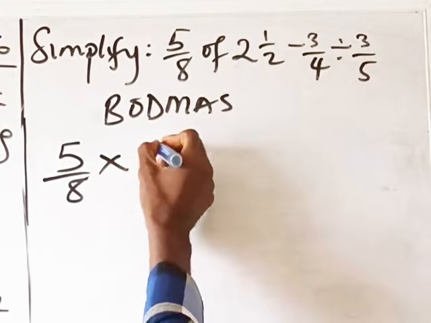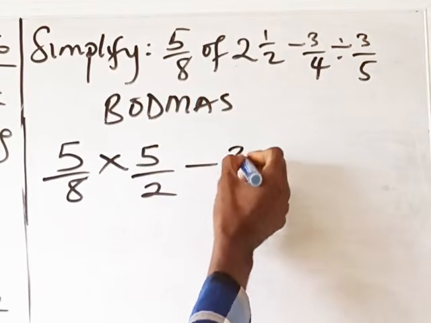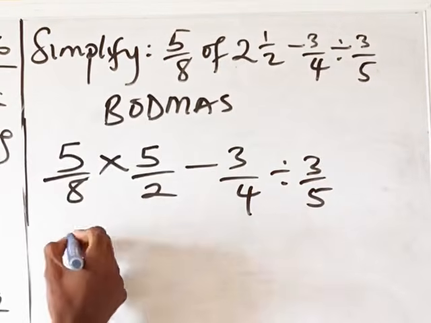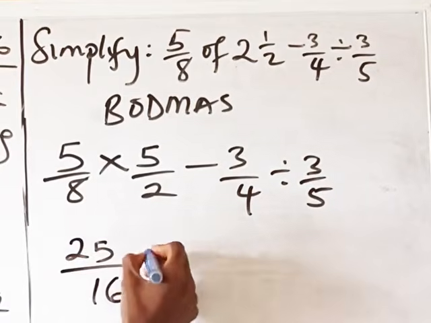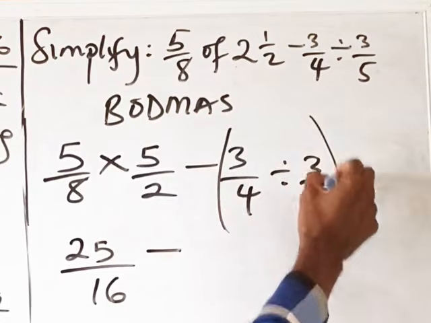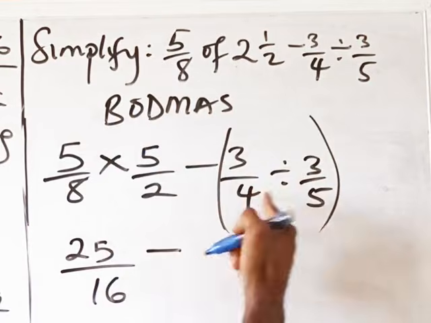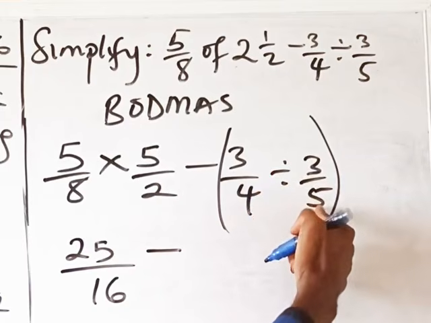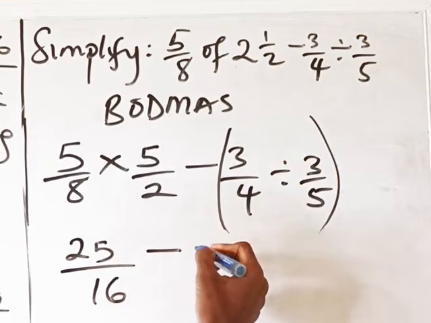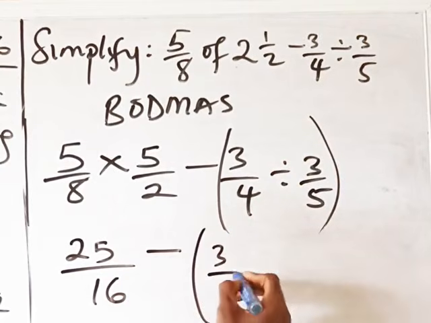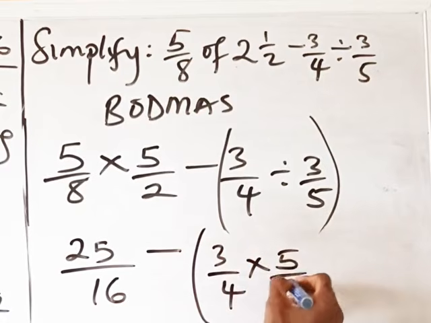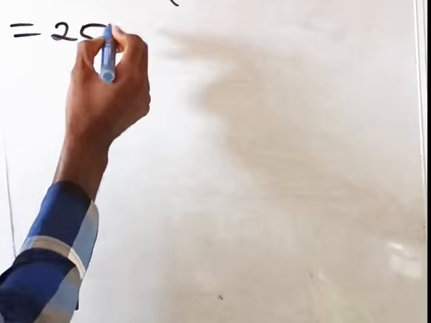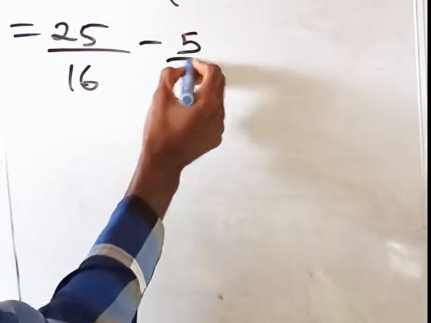2 times 2, 4 plus 1, 5 over 2, squared, minus 3 over 4 divided by 3 over 5. So we can solve this. This will be 25 over 16 minus this and this. So after the of, division is next. So we divide this. If we are dividing, we change this to times. The denominator goes up, numerator comes down. So that will be minus 3 over 4 times 5 over 3. 3 cancels 3. So we have 5 over 4. That's going to be 25 over 16 minus 5 over 4.